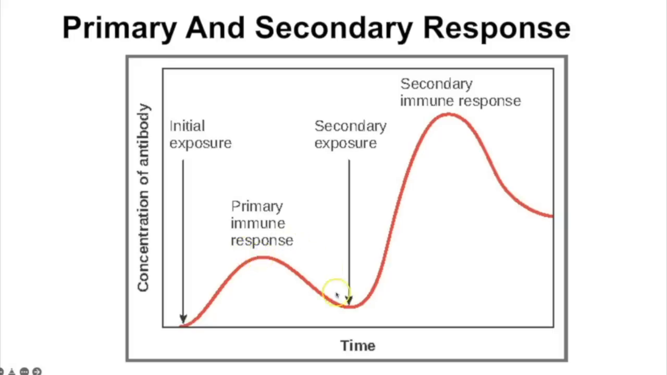But because memory B cells are made, if you are exposed for a second time, you will be able to create those antibodies very, very rapidly and in much larger numbers. And this is what is meant by the primary response and the secondary response.